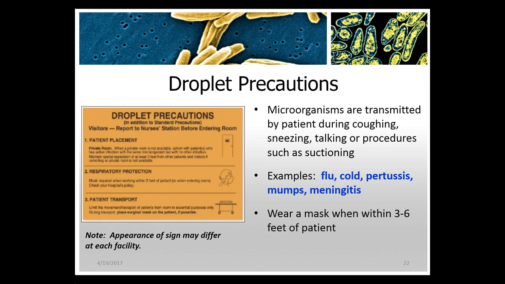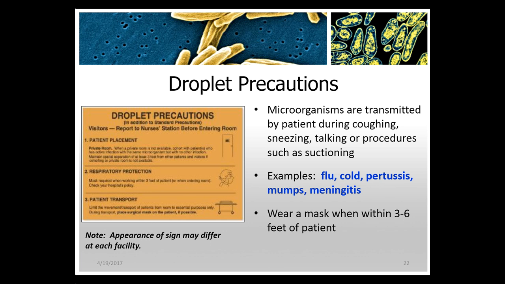Droplet precautions. These are microorganisms that are transmitted by the patient during coughing, sneezing, talking, or procedures such as suctioning, where droplets may be dispersed into the environment. Examples are flu, cold, pertussis, mumps, meningitis. The patient should be given a mask, and you, the healthcare worker, should wear a mask when you're within 3 to 6 feet of the patient.